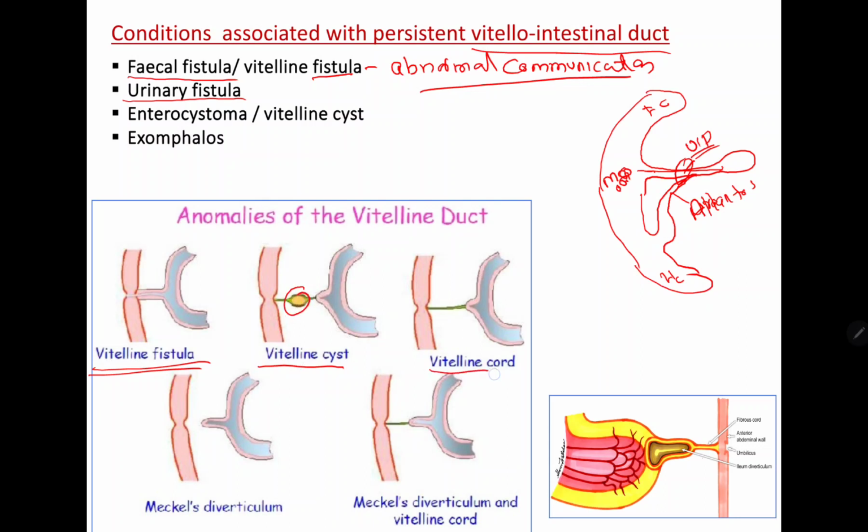So here you can see there is no communication, there is no fistula, but a cord-like appearance, like a vitelline cord. And here you can see Meckel's diverticulum. What is Meckel's diverticulum? The diverticulum is present, but it does not communicate with the cavity or the umbilicus. So here we can see Meckel's diverticulum along with the cord. These are the different anomalies of the vitellointestinal duct.